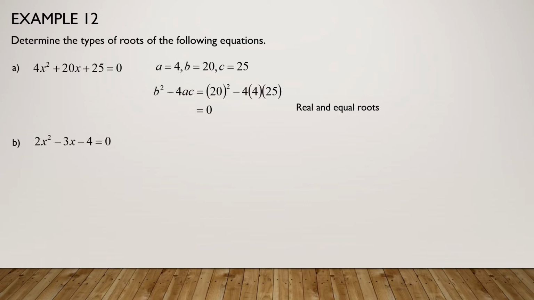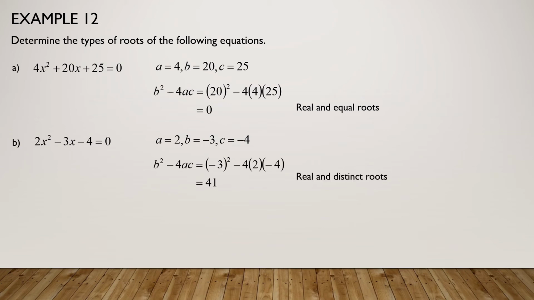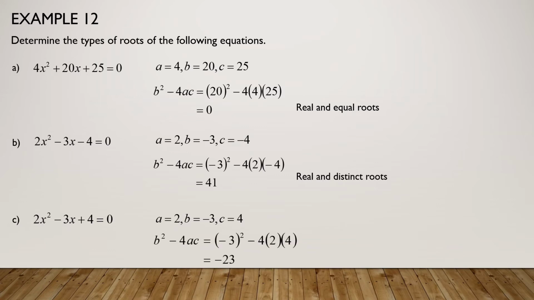Let's see the next example. We have another quadratic equation which we determine the value of a, b and c and we find the discriminant which is more than 0 here. It's 41. So the type of root is real and distinct. And lastly, for c, we have this quadratic equation and we determine the value of a, b, and c and we find the discriminant which is less than 0 or negative. Hence, the root is no real roots or complex number.